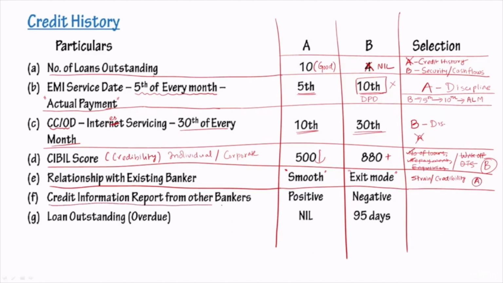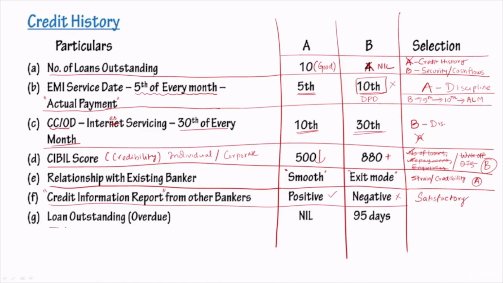And whenever a customer who is having a loan with an existing banker is approaching a new banker, the new banker is supposed to get what is known as CIR. We call it a credit information report. And if the CIR is positive, then they'll be okay with that customer. If the CIR is negative, they will not consider that customer. Because in the credit information report, the banker will say whether the conduct of the customer is good or bad. Generally they'll say it is satisfactory or unsatisfactory.